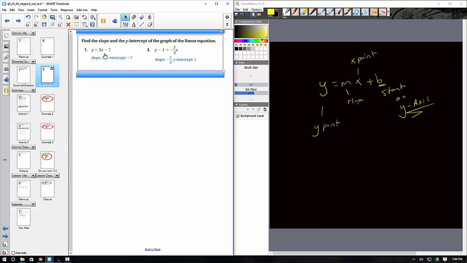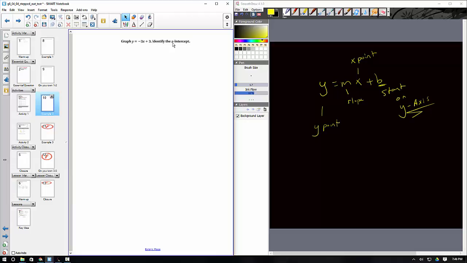So if I look here, I have 3x minus 7. So the slope is 3. The y-intercept is negative 7. Same thing I have to do here with getting y by itself. So y equals negative 2/3 x plus 1. And that's how I get negative 2/3 is the slope, and 1 is the starting point.